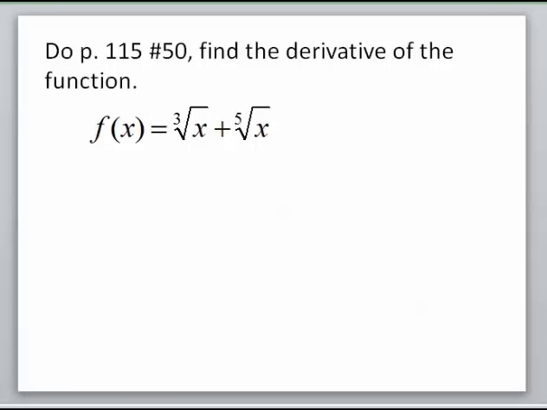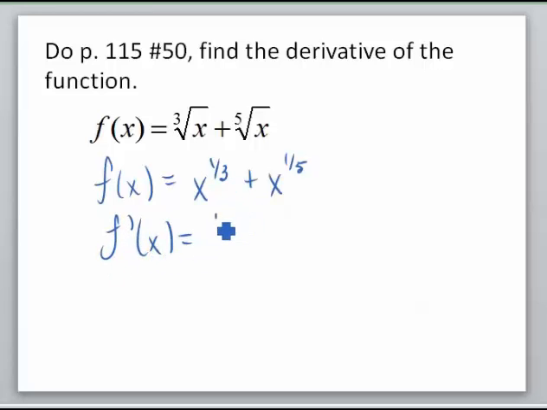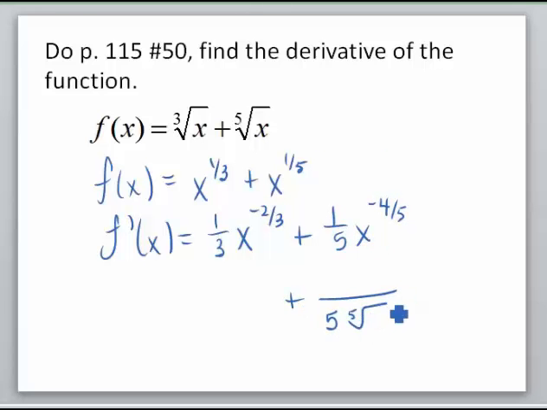The next problem here just says find the derivative. So in order to do that, I need to rewrite this first. So I've got x to the 1/3 plus x to the 1/5. The derivative then is equal to 1/3 x to the, lower this by 1, negative 2/3, plus, bring this out in front, 1/5, lower it by 1, which would be negative 4/5. The only thing else I might do is rewrite this. So I'd have the 5th root of 4 x to the 4th, and here I'd have the cube root of x squared on the bottom.